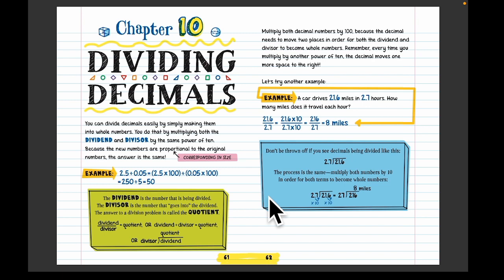Let's try another example. A car drives 1.6 miles in 2.7 hours. How many miles does it travel each hour? The answer would be 8 miles. Don't be thrown off if you see decimals being divided like this. The process is the same. Multiply both numbers by 10 in order for both terms to become whole numbers.